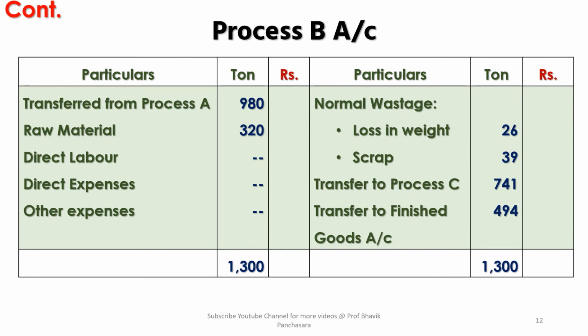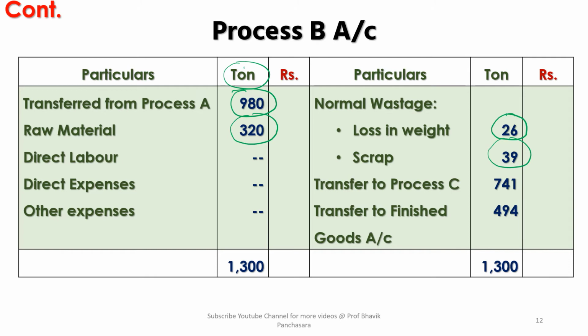Okay, now we are putting values in this material column, material shown in ton. So transferred from process A is 980 ton and raw material introduced in this process is 320. Now on the credit side, loss in weight is 26 ton, scrap is 39 ton, transfer to process C. So here we can say that total 60% material is transferred to process C.